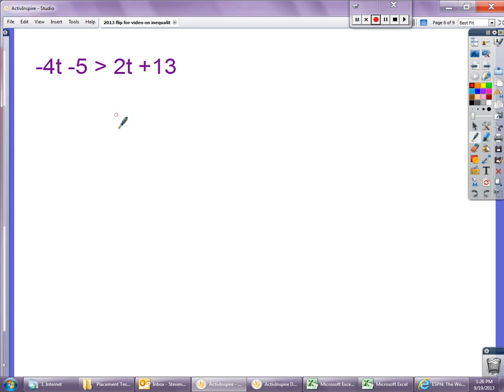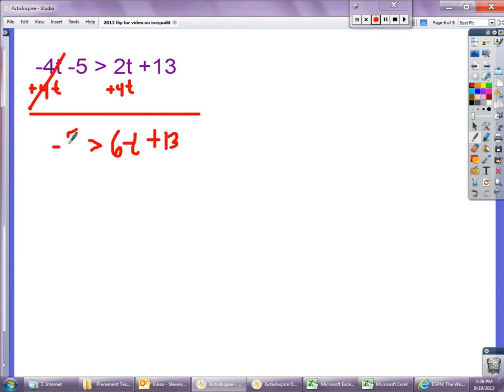Here's another one. Now there's variables on both sides. We do exactly what we did with equations. We want to move all our variables first over to the same side. So I'm going to add 4t on both sides to cancel it out there. 2t plus 4t. Bring down. Keep the sign the same because I didn't multiply or divide. Next, I'm going to subtract 13 on both sides so I can move the number over to the left side before I separate the 6. Negative 18 is, oh, sorry, I flipped the sign by mistake, is greater than 6t.